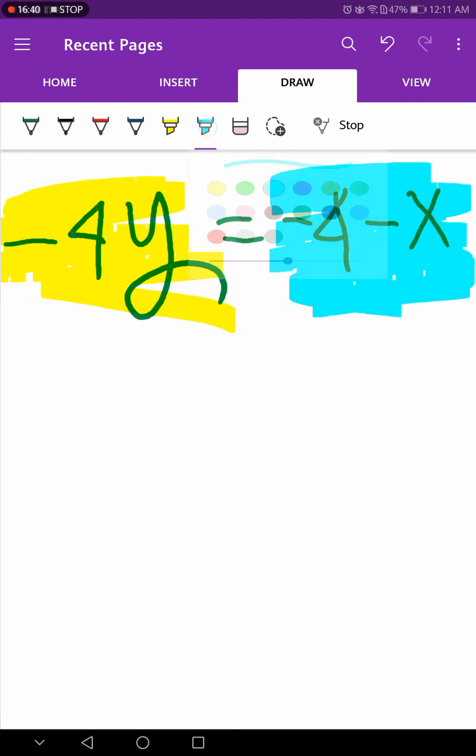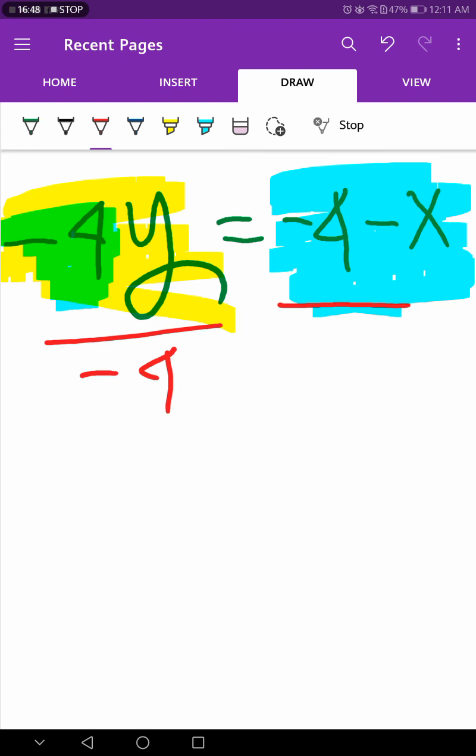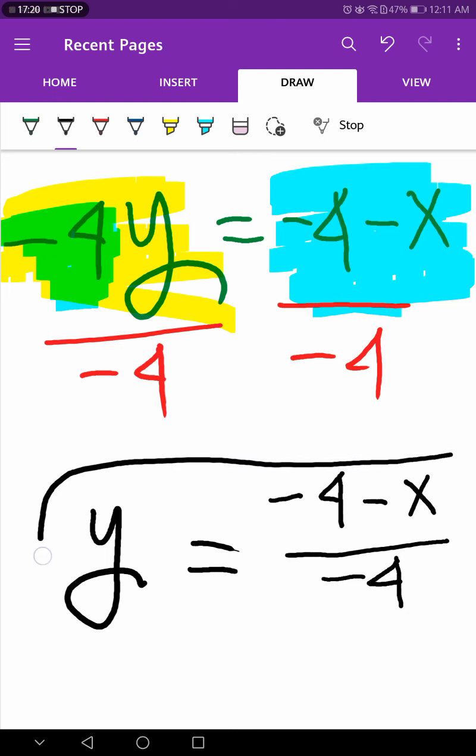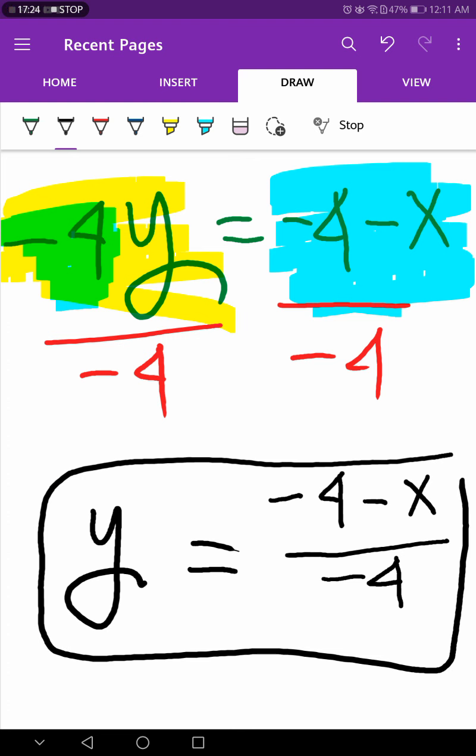Now I have to divide. What is the coefficient? As you know, the coefficient is -4, so divide both sides by -4. Now the y comes down happy and alone, and the other side will be -x over -4. Keep it as it is, don't touch it. The y is alone, life is beautiful here. So I find the equation for y, the subject of this equation is y.